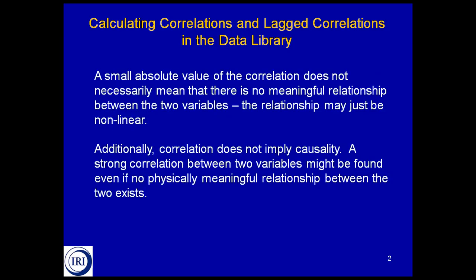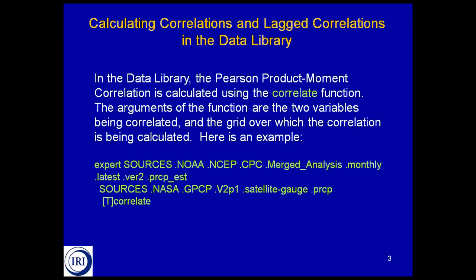A small absolute value of the correlation does not necessarily mean that there is no meaningful relationship between the two variables. The relationship may just be nonlinear. Additionally, correlation does not imply causality. A strong correlation between two variables might be found even if no physically meaningful relationship between the two exists.